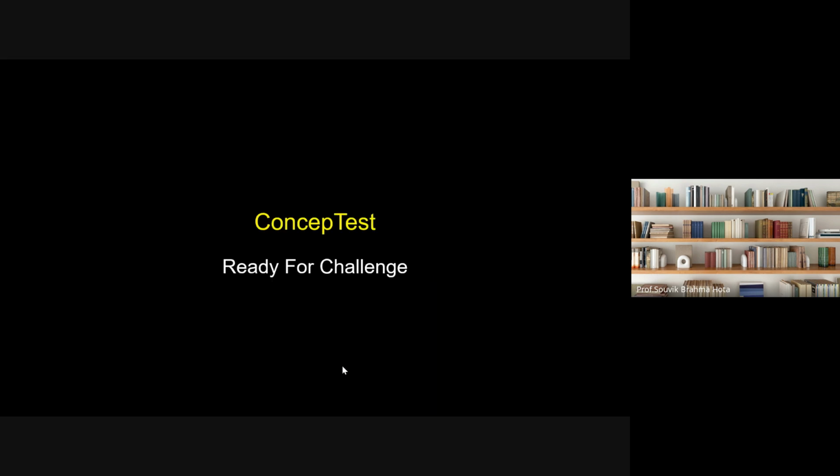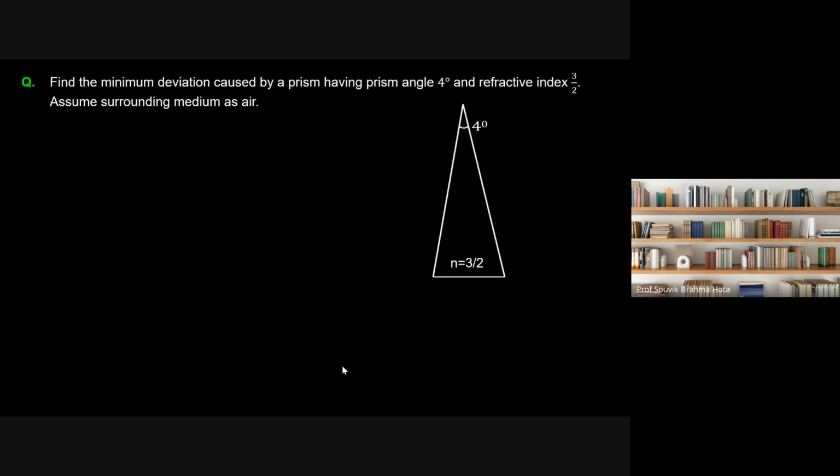Now ready for the challenge. This is the concept test. Here this is the question: find the minimum deviation caused by a prism having a prism angle of 4 degrees. So this is A actually. And refractive index 3 by 2. This is mu 2 to 1, that thing. And assuming the surrounding medium as air. So that actually air is 1. So I can do that thing.